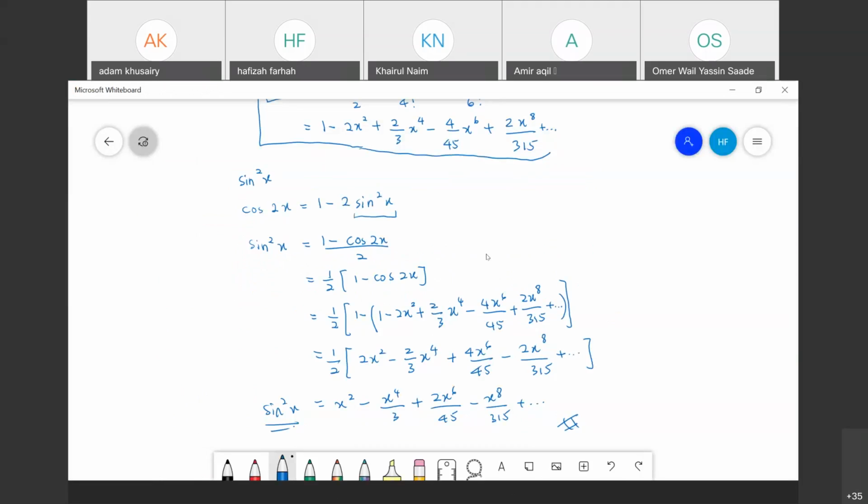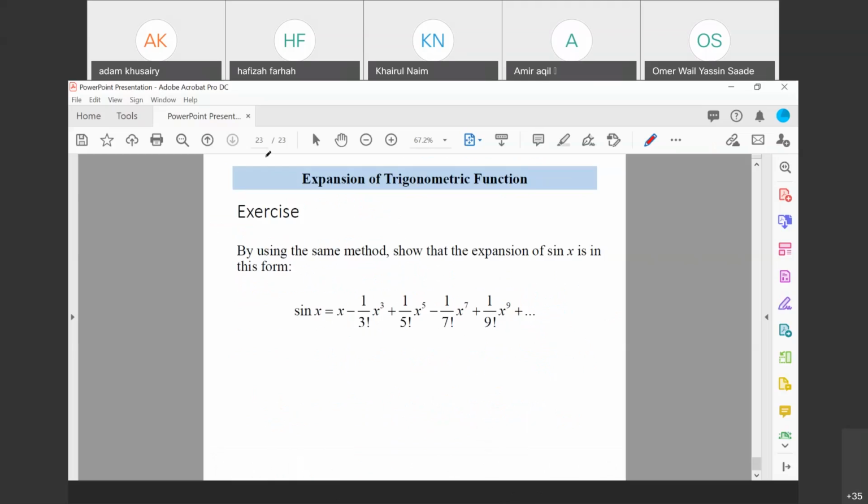Okay, so that's all for power series. I want you to try this exercise by using the same method. Show that the expansion of sine x is in this form.